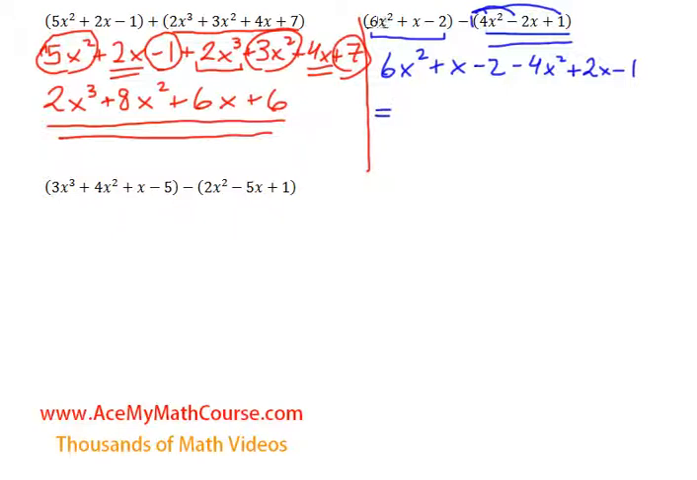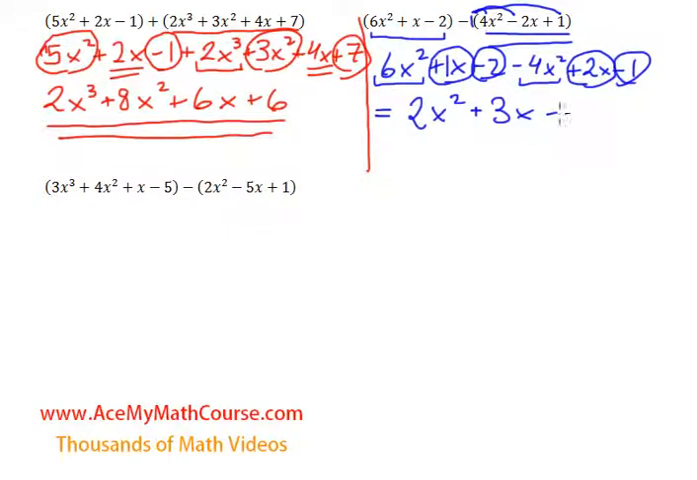Okay, so at this point, we can combine like terms. We have two terms with an x squared. 6 minus 4 is 2, so we get 2x squared. Then we have two terms with an x. We have this x plus 2x. There's a hidden 1 right here. 1 plus 2 is 3, so we get 3x. Then negative 2 minus 1 is negative 3. Those are the terms without an x, so they're like terms, of course. And that's it. That's as far as we would go.